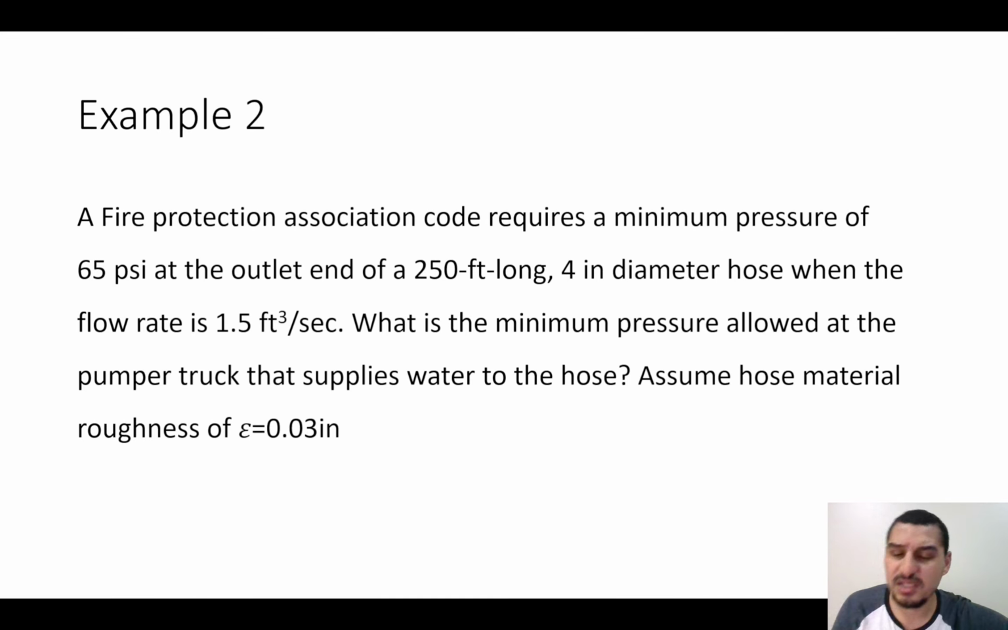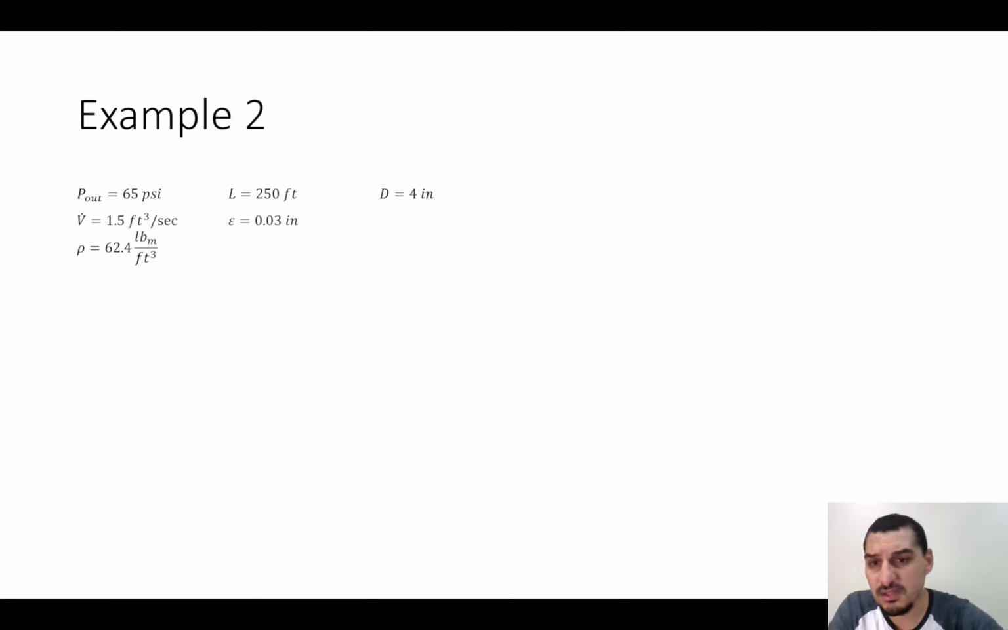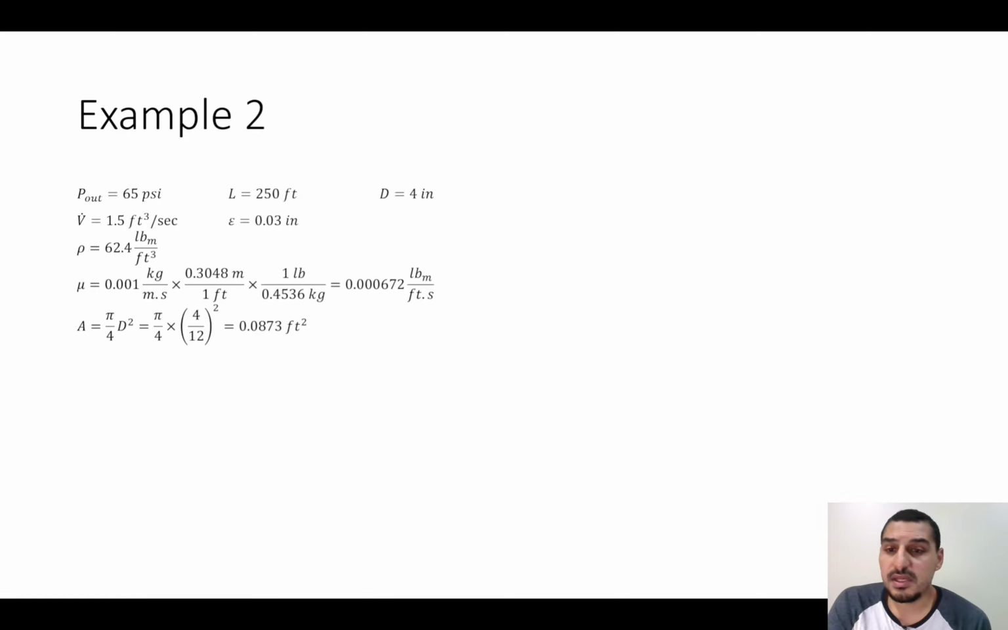But the only trick here is the units. This is in US units, and US units are kind of tricky in this kind of thing. So let's go step by step. These are the information that we have. Of course, it's water, so we know the density. The viscosity is 10 power minus 3 kilogram per meter second. So we will convert this into pound mass per foot second, and then the area is pi over 4 d squared. So this is the area. We know the velocity is the volumetric flow rate over area. So it's almost the same procedure that we followed before.